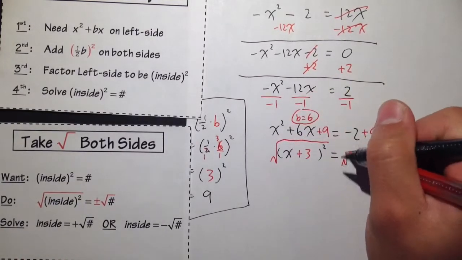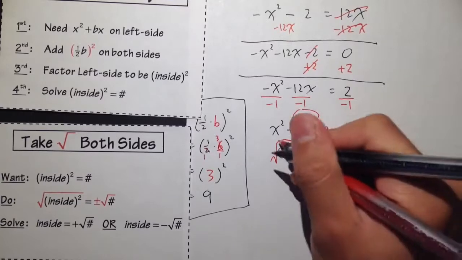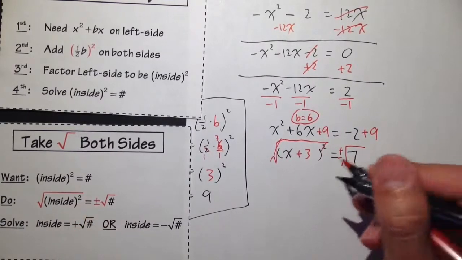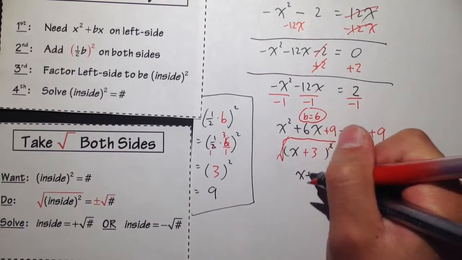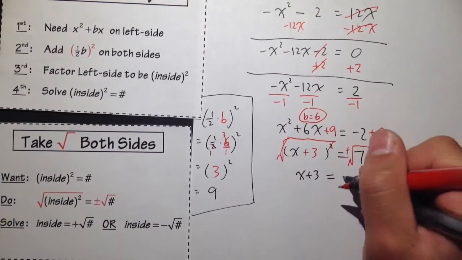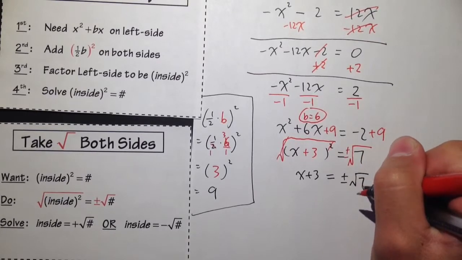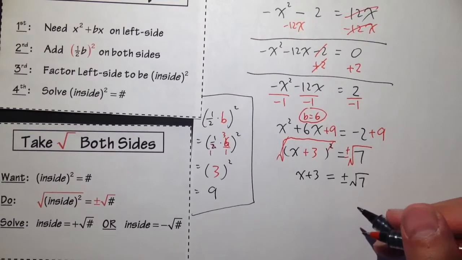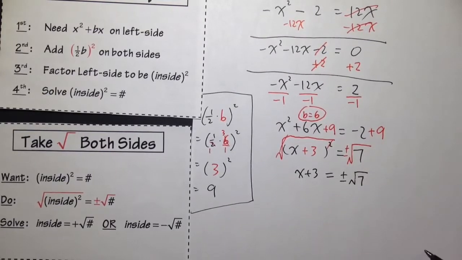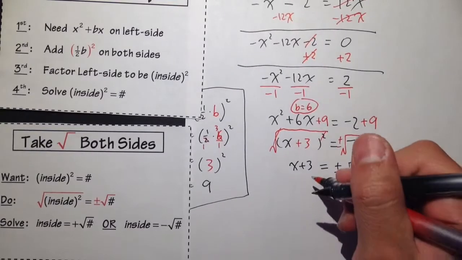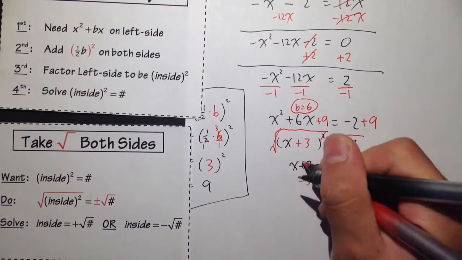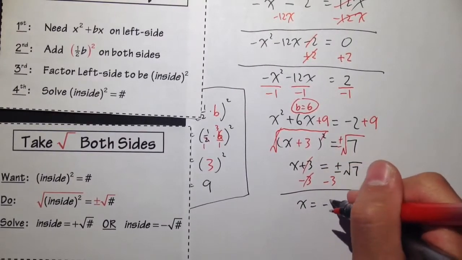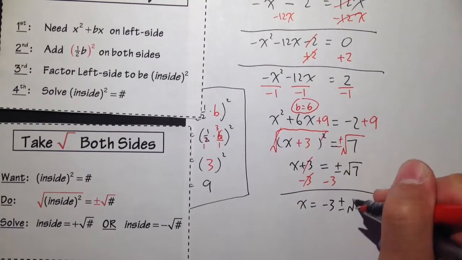Square root both sides. And then don't forget the plus minus. Do not forget the plus minus. And we will end up with x plus 3 equals plus minus square root of 7. And since square root of 7 is something that we cannot simplify, we just leave it as it is. Then the next step, we are going to minus 3 here, minus 3 here. And so I get x equals negative 3 plus minus square root of 7.